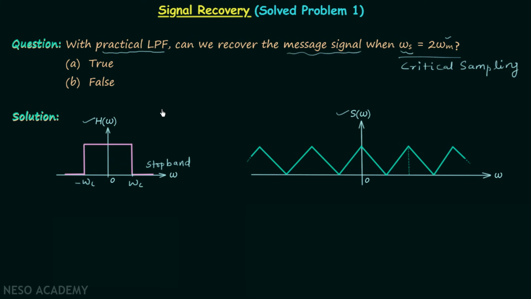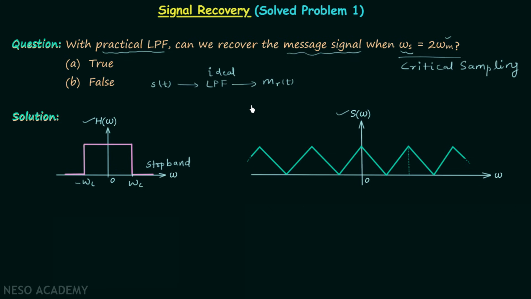And we know we use a low-pass filter to recover the message signal. We obtain the sampled signal s(t) after performing the sampling, and then we feed this sampled signal to a low-pass filter. In our case, we have the ideal low-pass filter. The output of the low-pass filter we call the recovered message signal, so we represent it by m_r(t). Now this recovered message signal may or may not be equal to the original message signal.